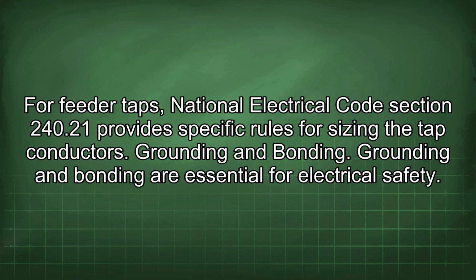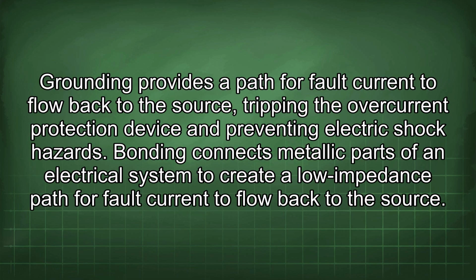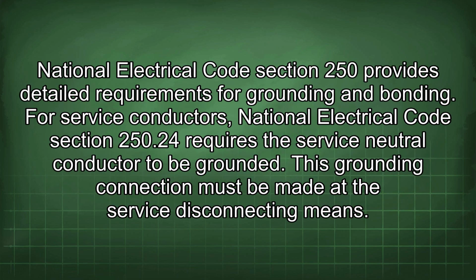Grounding and bonding. Grounding and bonding are essential for electrical safety. Grounding provides a path for fault current to flow back to the source, tripping the overcurrent protection device and preventing electric shock hazards. Bonding connects metallic parts of an electrical system to create a low impedance path for fault current to flow back to the source. National Electrical Code Section 250 provides detailed requirements for grounding and bonding.